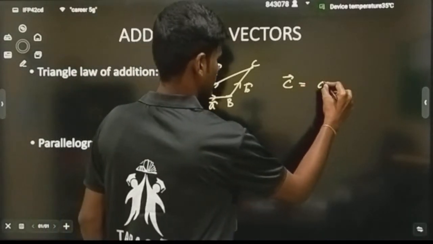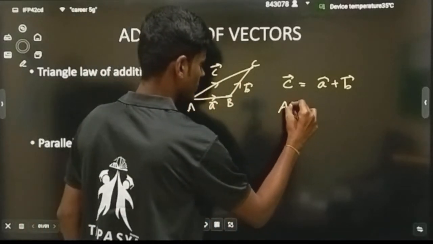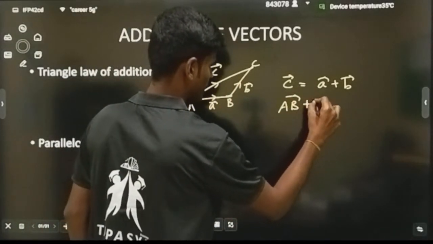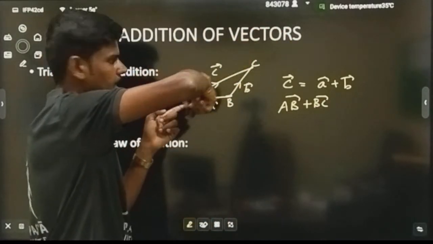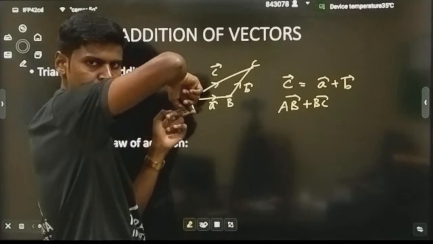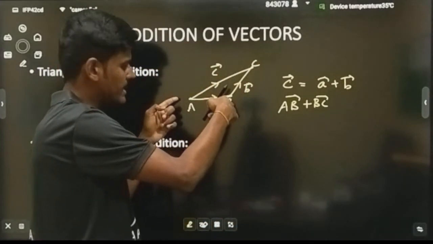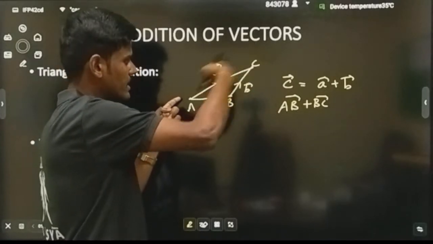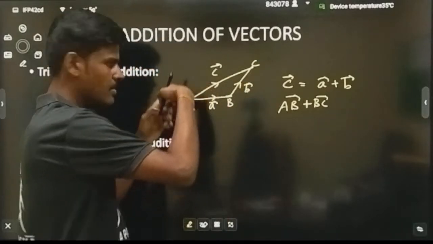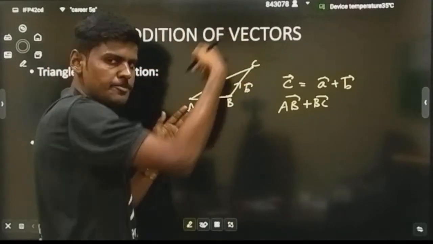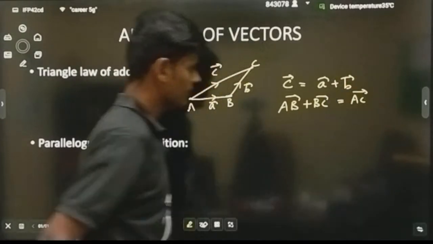What do you mean by that? A vector plus B vector. Suppose we take AB plus BC, then we have to close this figure by going from C to A, right? So when we go from A to B, that is A vector. From B to C, it is B vector. Then the closing direction, which is CA vector. But the resultant vector is the opposite of the closure, which is nothing but AB plus BC equal to AC vector.